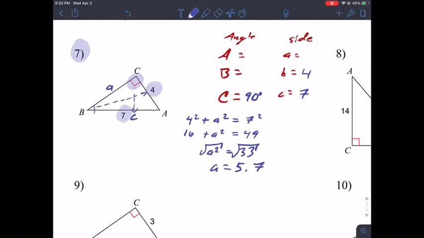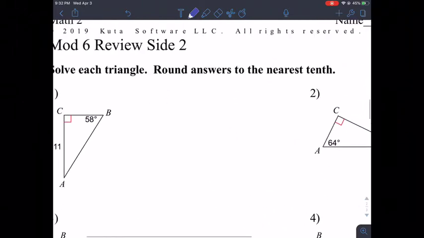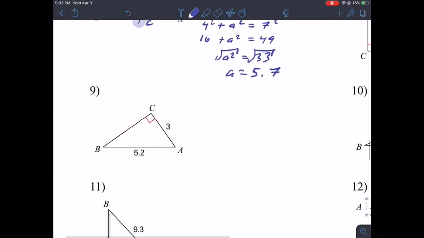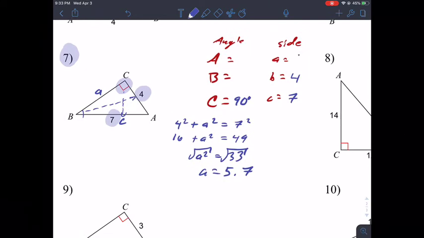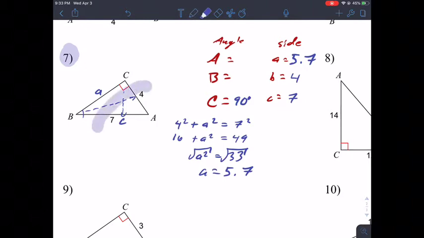I put 5.7 because they want you to round to the nearest tenth. So this is 5.7. Okay, now I want to find angles. Here's the thing though. To find angles, I recommend you use the 2 whole numbers because they are the most accurate.